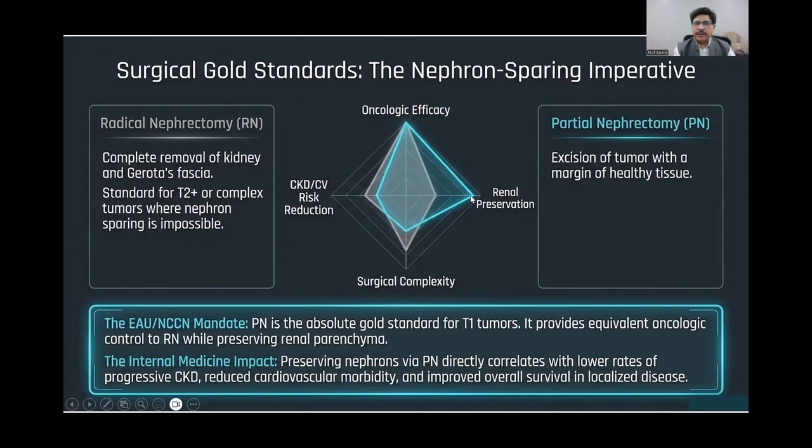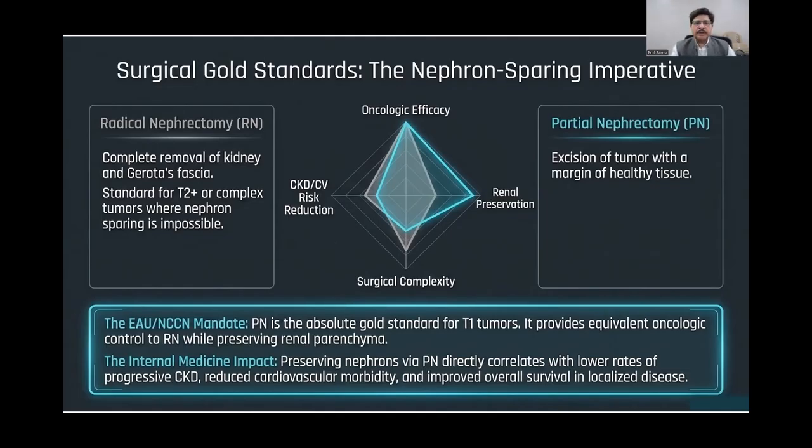The greater the deviation, the more important it is that you try to understand this type of diagram. If you see this, the blue line is much larger than the gray line. It means renal preservation takes an upper hand and oncological efficiency takes an upper hand, while surgical complexity and these take a lower hand. This sort of diagram is a new type of presentation you should understand. So now you have the EAU, European Association of Urology, and also NCCN guidelines in place.